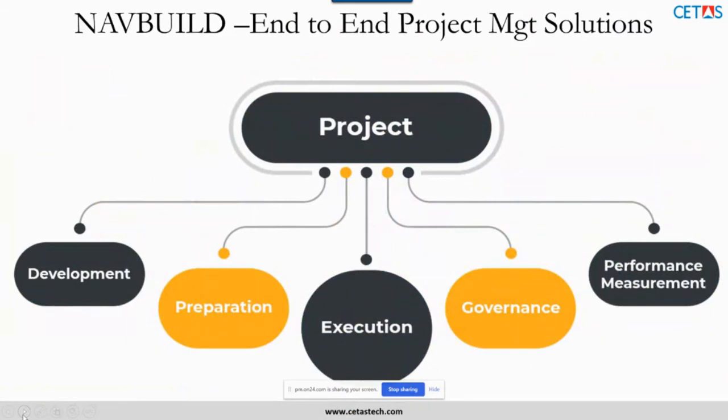If you look at a project life cycle, typically we say initiation, planning, execution, control, and so on. We are also looking at it from a similar perspective. We call it the development phase, which is the business development aspect of the project. The preparation is more of the initiation activities in terms of planning. The execution is the actual construction and the billing. The governance and performance measurement touches upon the monitoring, control and improvement aspect of project management. So NAVBUILD has functionalities in all these life cycle phases of a project.